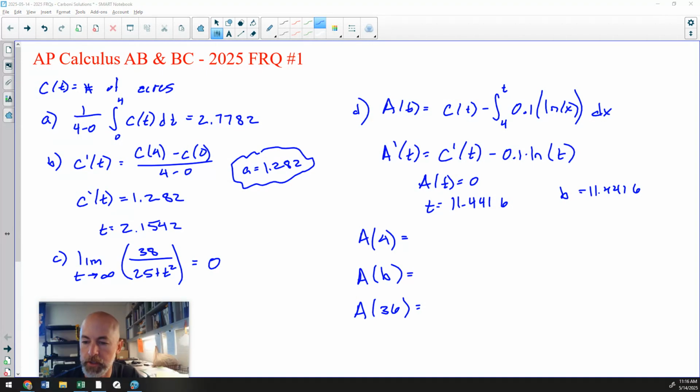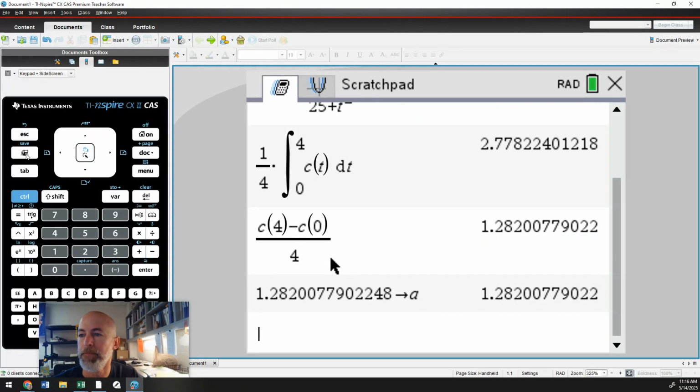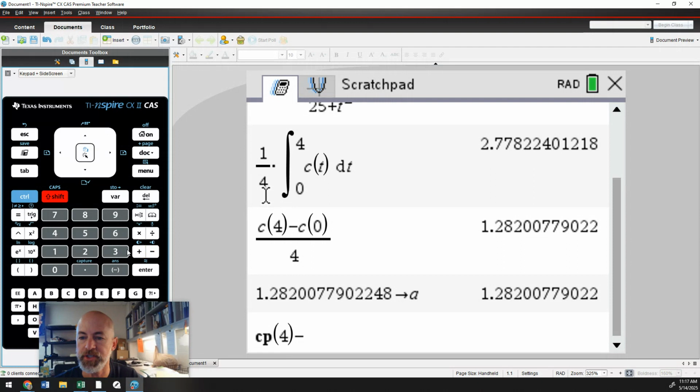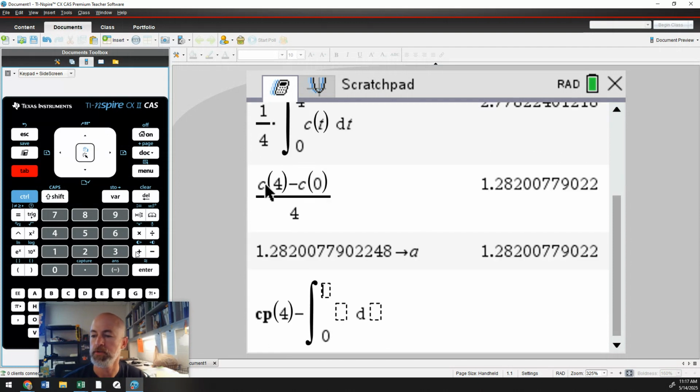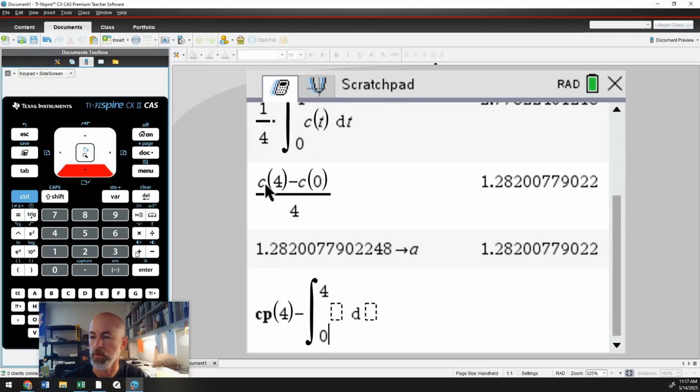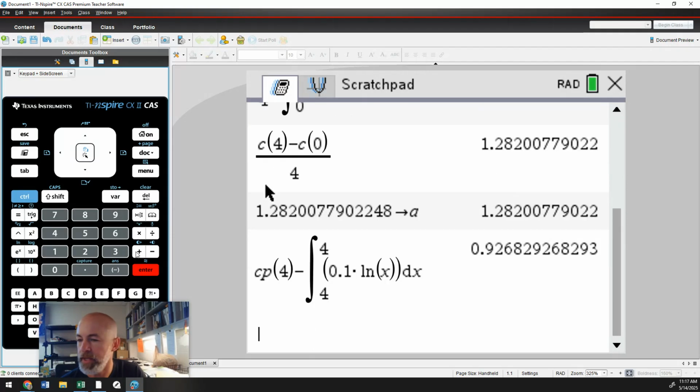And so I'm going to go back to this spot. Let's see. So I'm going to define A of t. Oh, because A is stored. Okay. Well, all right, I'll just do this. It's C prime of 4 minus the antiderivative, plus the integral from 4 to 4, that's just going to be 0, of 0.1 times the natural log of x dx. And that will be A of 4. That is 0.9268.